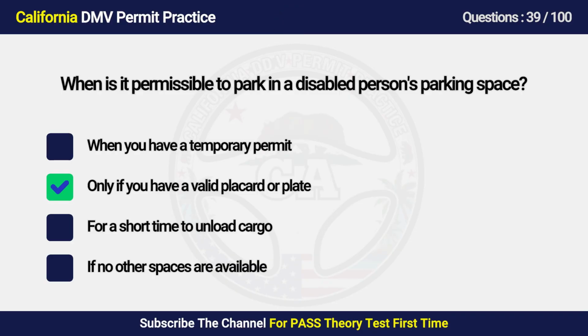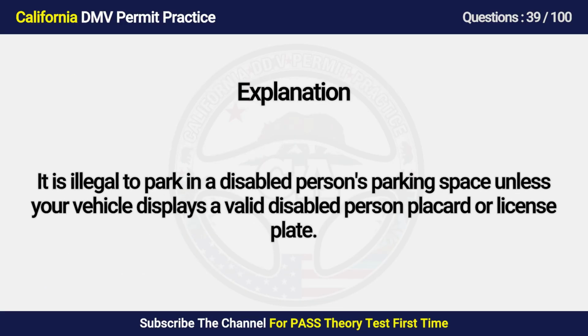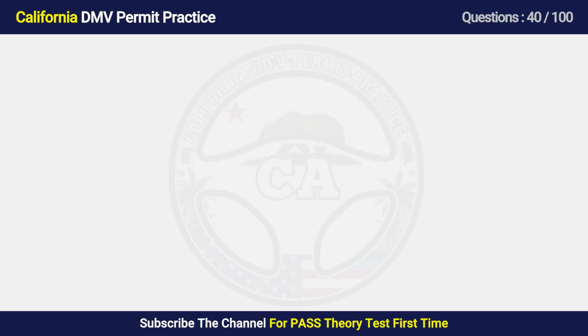Answer is B, only if you have a valid placard or plate. It is illegal to park in a disabled person's parking space unless your vehicle displays a valid disabled person placard or license plate.